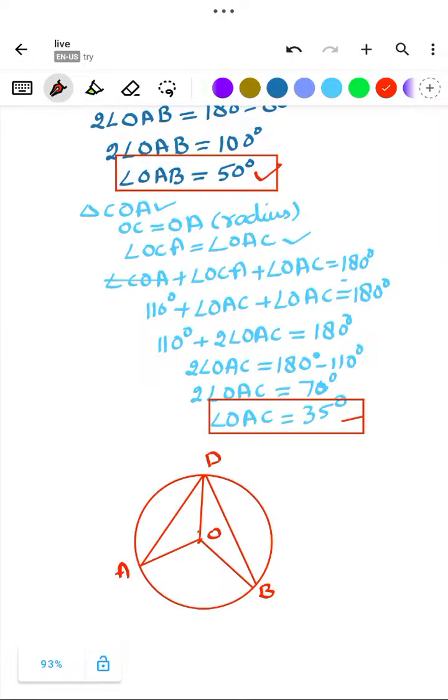Now this angle is 100 degrees and this angle is 120 degrees, and you have to find out this angle, which is angle ADB. So can you solve this question? I think you can.